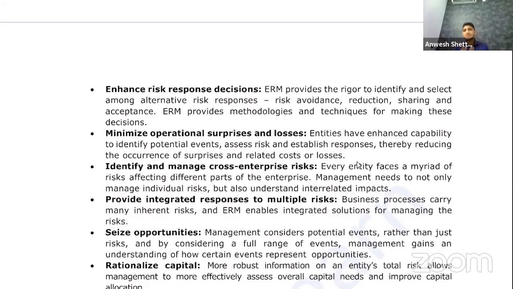Now, when management is managing its risk, it should not just think from one department's point of view. It should think from the entire company's point of view. I'll not get into detail. It is a lengthy topic to discuss, but let's just brush through it.